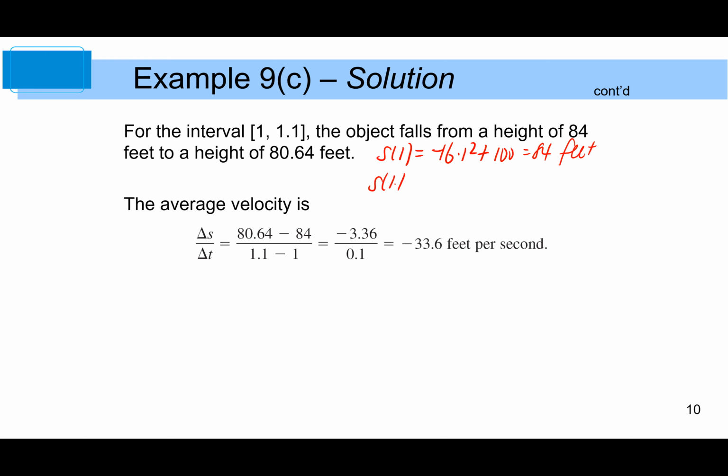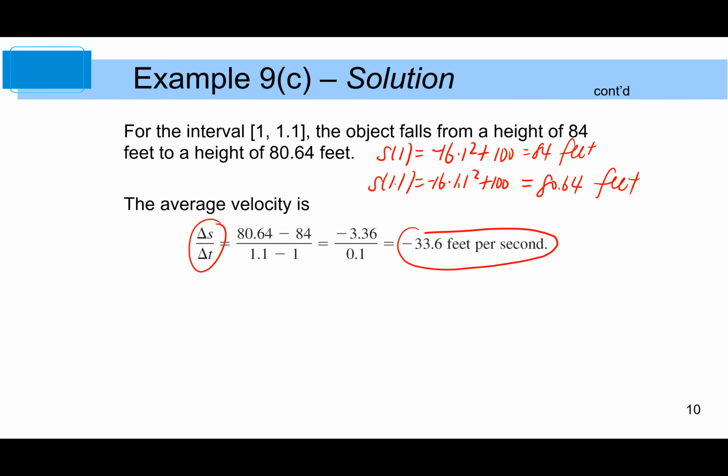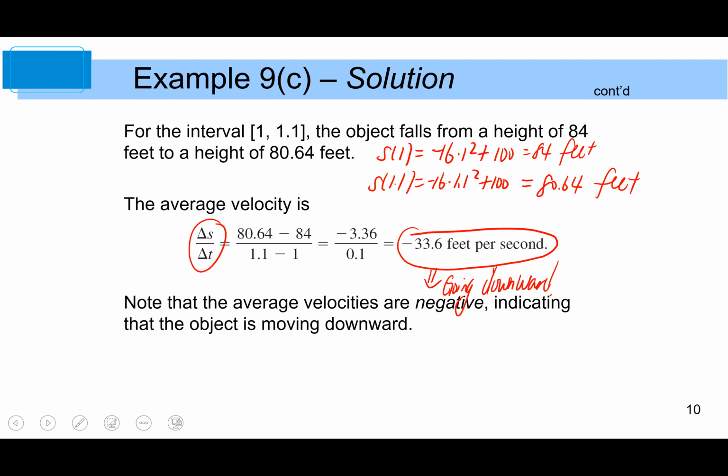S of 1.1 is negative 16 times 1.1 squared plus 100. That turned out to be 80.64 feet. Then we apply the average velocity formula: 80.64 minus 84 over 1.1 minus 1, which turned out to be negative 3.36 over 0.1. It gives us negative 33.6 feet per second. Again, it's still going downward since it's negative. The average velocity is negative, indicating the object is moving downward.